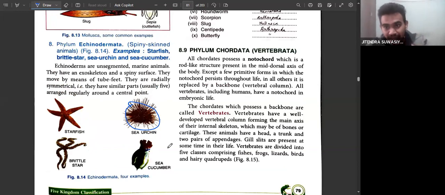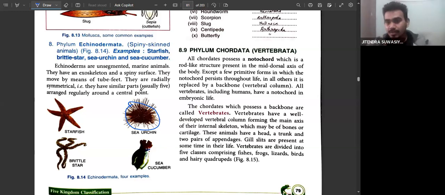These organisms have their defensive organs developed in their body to save themselves from the predator. If any predator comes to catch them, they have some physiology that they will throw some spines, they will throw some toxins. But in this Echinodermata, we see that most of the organisms are connected with spines, like starfish, then brittle star, sea urchin, and sea cucumber.